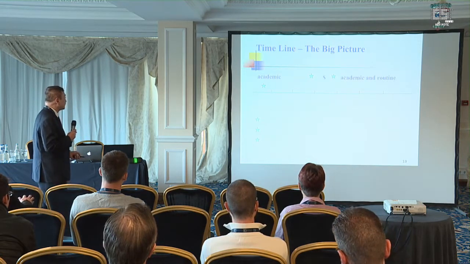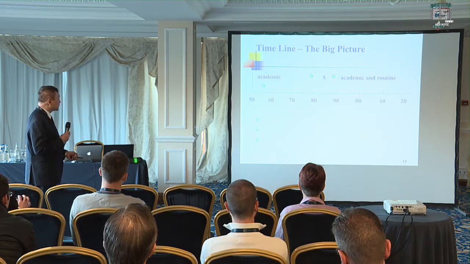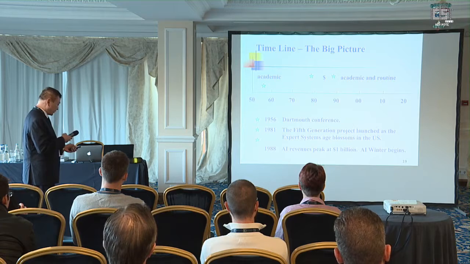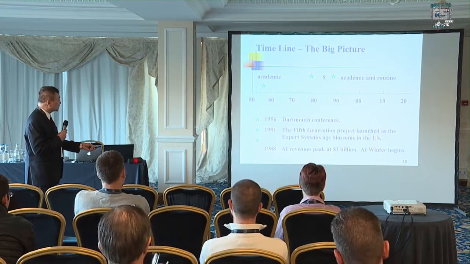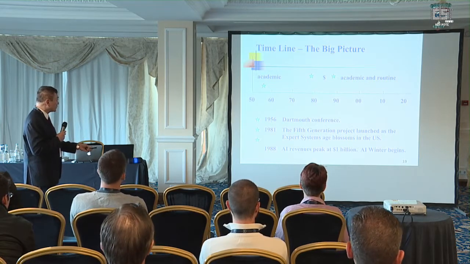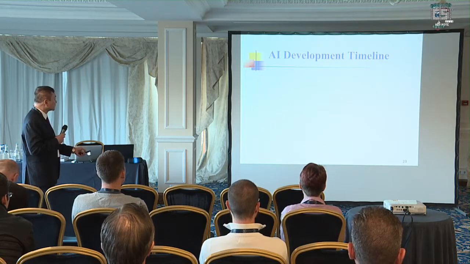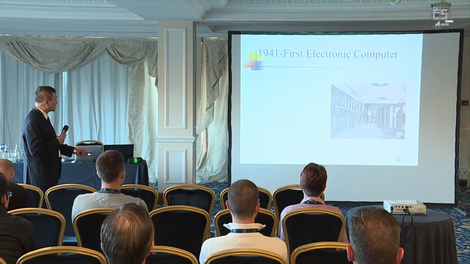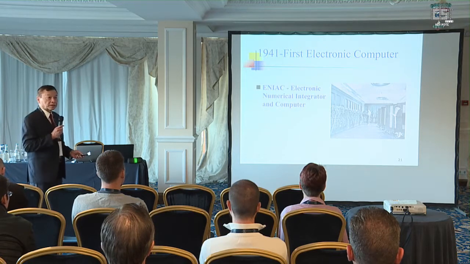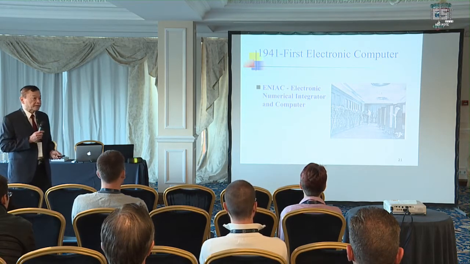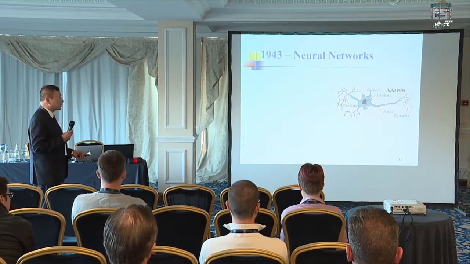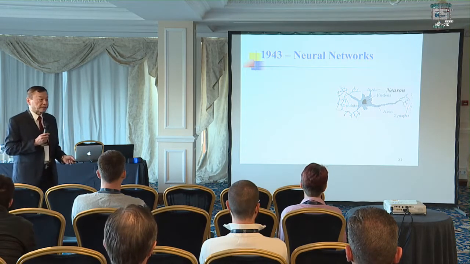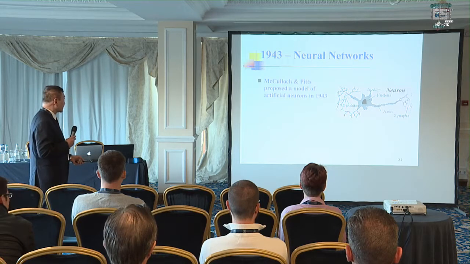Okay, a very brief timeline from an academic point of view, from around the 1950s all the way to the 2020s. These are a very brief history of AI. This development can also be traced back to the invention of computers. Around 1941, the very first electronic computer was invented, ENIAC. Also IBM, and then followed by neural networks around 1943, which are still alive today.